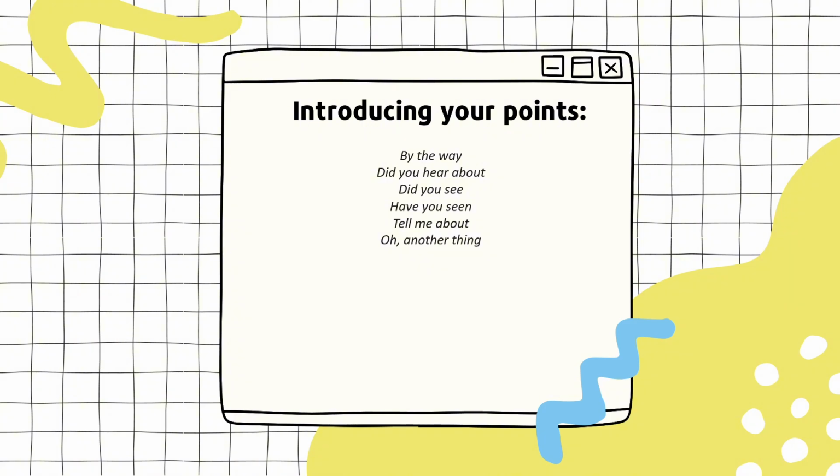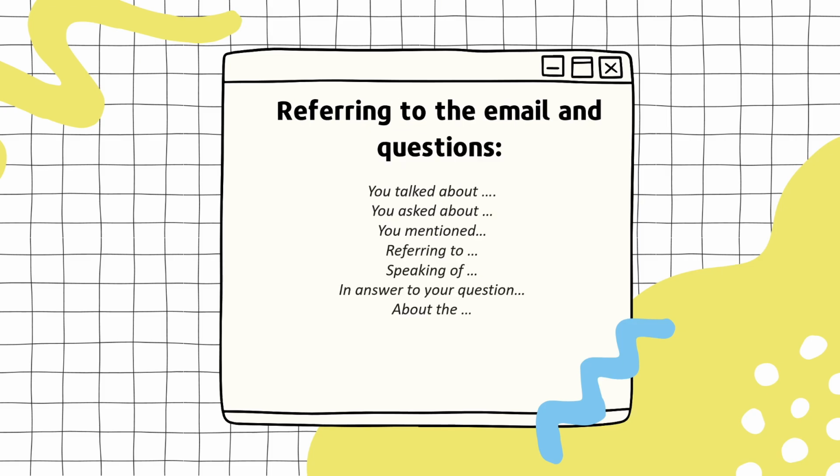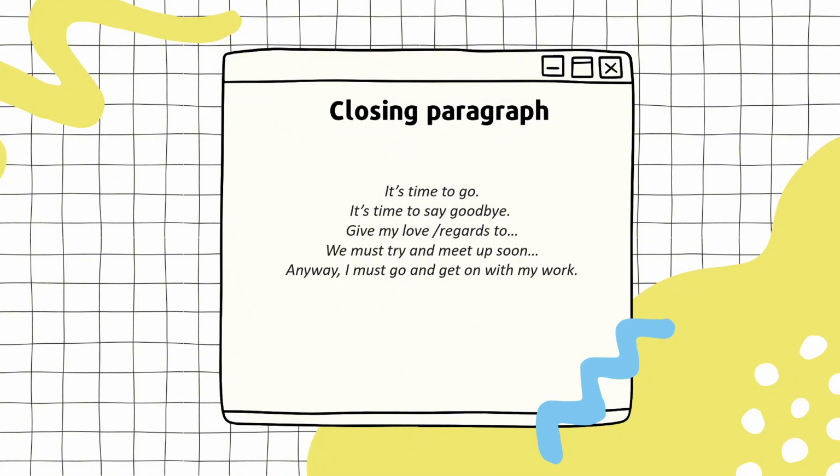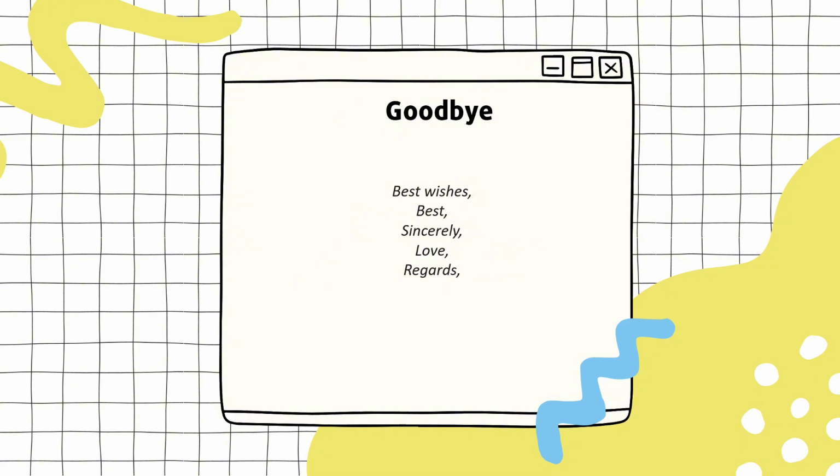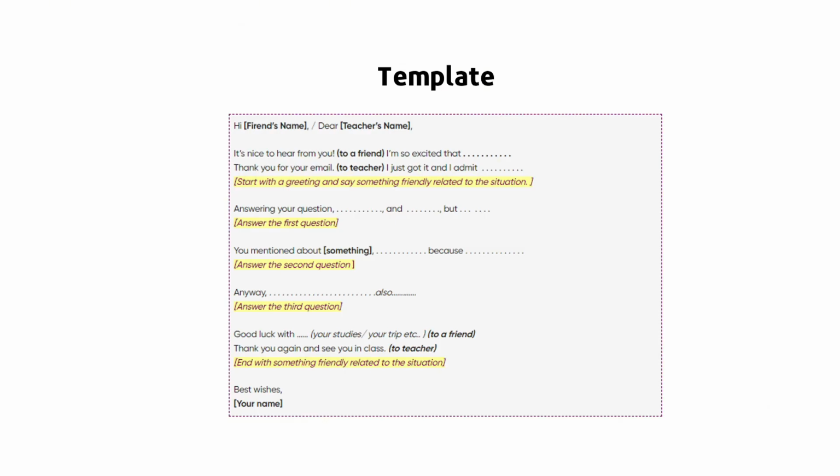When you want to introduce your points, these are what you can use. By the way, did you hear about? Did you see? Have you seen? Referring to the email is very important because you are replying to the email. You need to refer to the original email, and these are some of the phrases that you can use. Expressions for how to close: very good, it's time to go, I hope we can see each other later. And then the goodbye, the closing formula: best wishes, best, sincerely, love, regards.